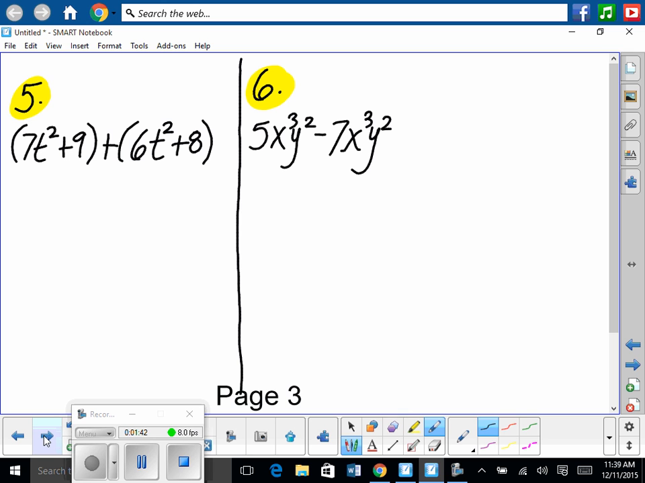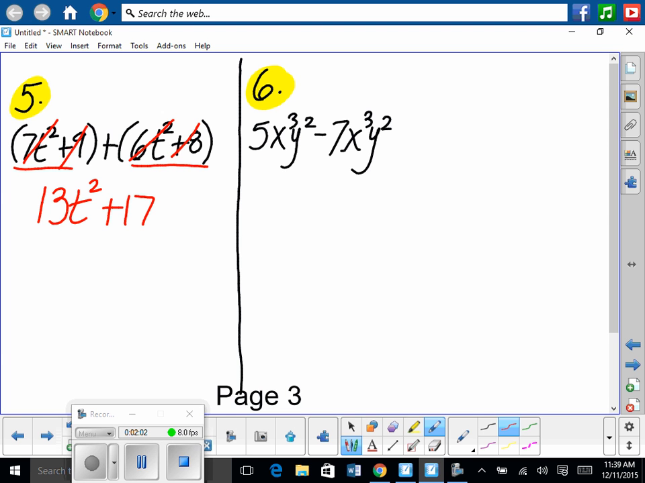Okay, we're asked to simplify. Make sure you don't distribute if you're not multiplying. We're adding this polynomial to this polynomial. So all you're doing is combining like terms. 7t squared plus 6t squared is 13t squared, and then 9 plus 8 is 17.